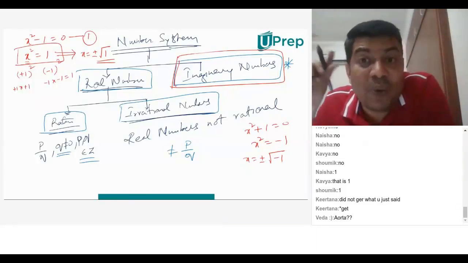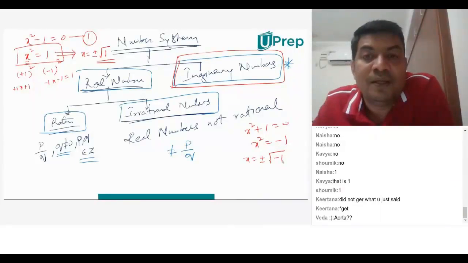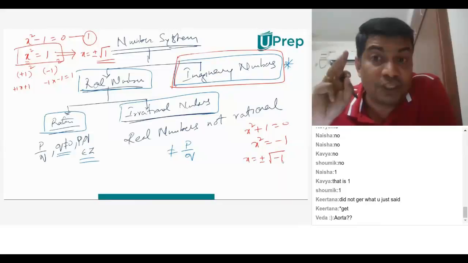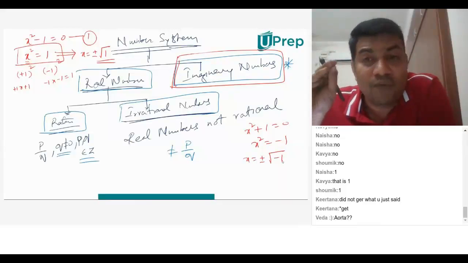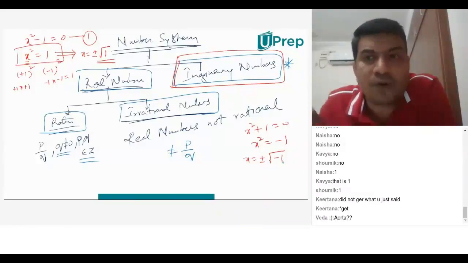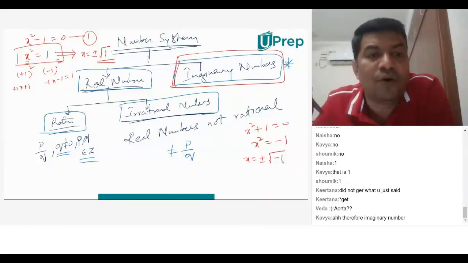But we don't know the square root of a negative number. Square root of minus 1 is not known to us. It's not a real number. Square root of 1 we know is 1. Square root of 4 is 2. Square root of 3 is 1 point something. Square root of 2 is 1.414. So all those are defined numbers. But square root of minus 1 we don't know. Square root of minus 4 we don't know. Square root of minus 2 we don't know.